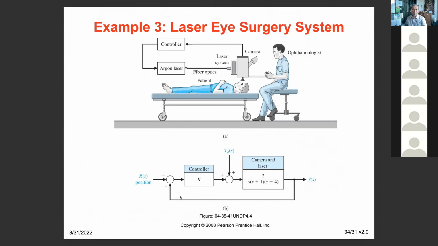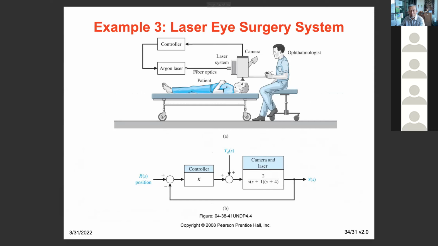For biological systems, not to forget LASIK surgery. If you are wearing spectacles and you want to remove them, you have to attend a LASIK surgery procedure. One eye costs about 5,000 RM, so both eyes will cost about 10,000 RM. It depends on the clinic that you go to.